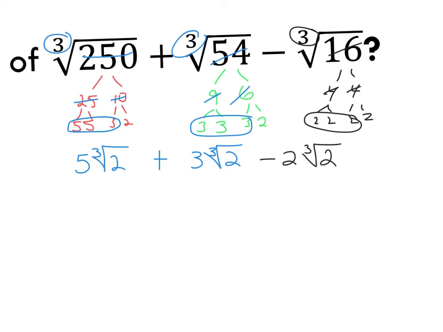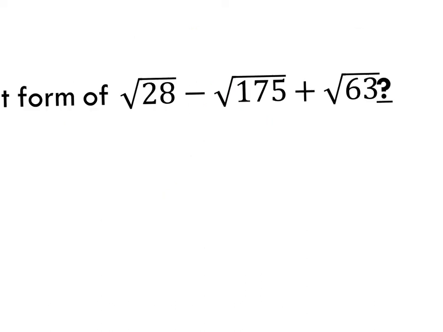Now, remember the trick to these is we have to have the same number under the radical and the same type of root. So because all three of them have cube root of 2, think of this as like 5x plus 3x minus 2x. Okay, so 5 plus 3 minus 2 is 6. So our final answer is 6 cube root of 2. That's it. Take a minute or two and try the example Your Turn.